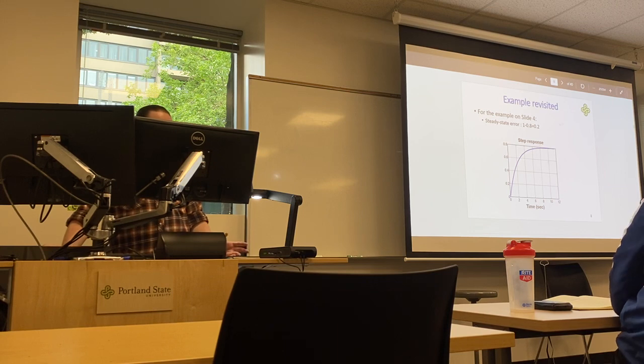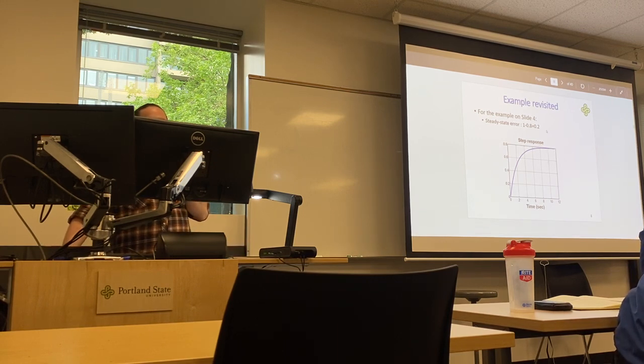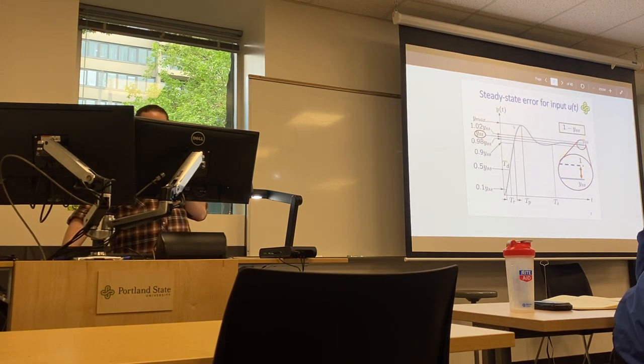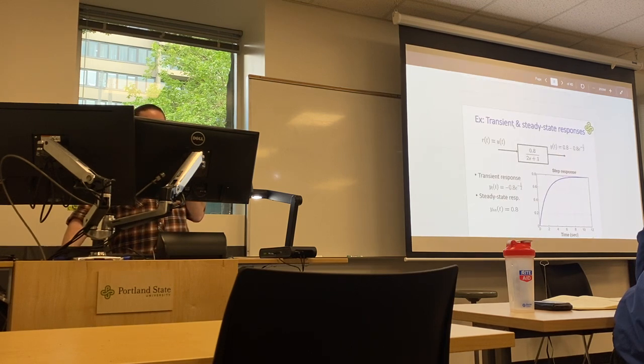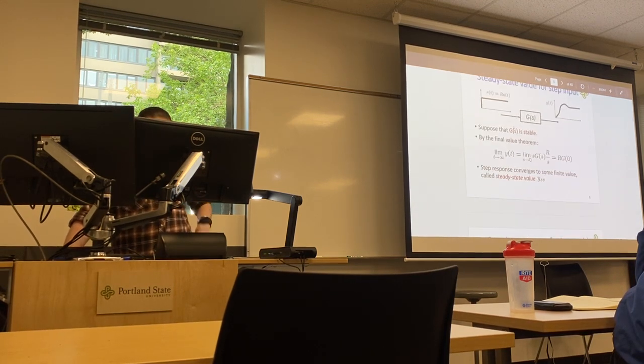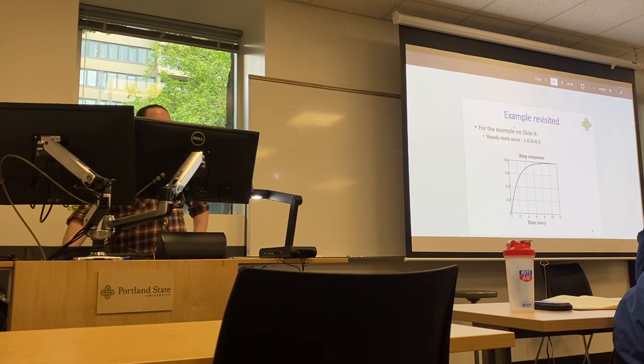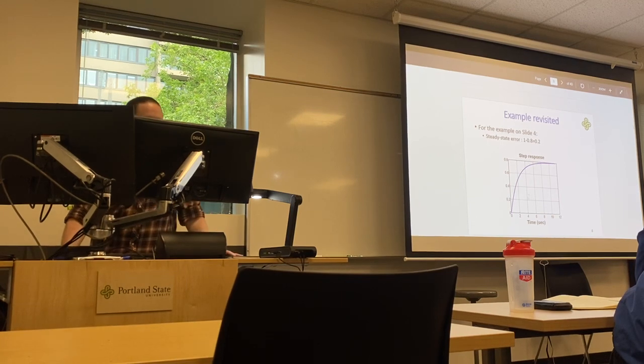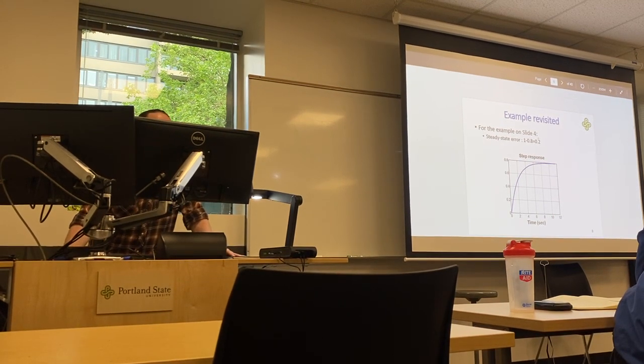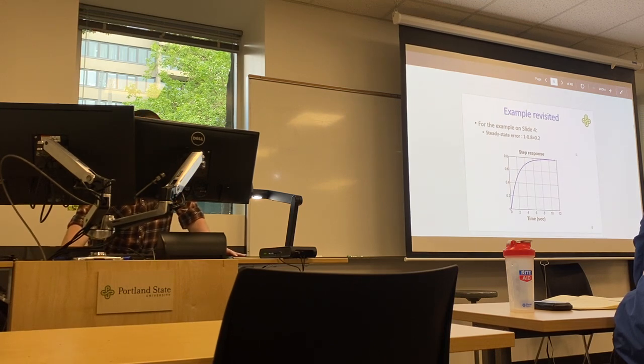We're going to revisit this example. We can see the example in slide 4. It's the same example we've seen a few times. Our steady state error in this case, because we're using a unit step input, we're looking for 1, but we end up settling to 0.8. Which is 0.2 off of what our steady state is expected to be.